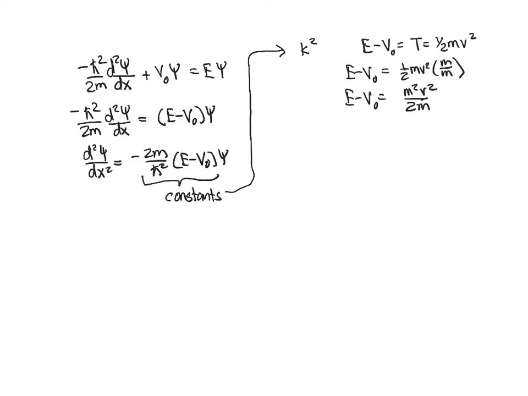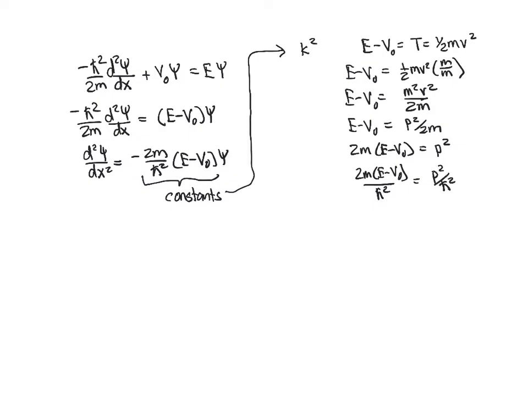But m times v is the momentum, and so E minus V naught, my kinetic energy, is equal to momentum squared divided by 2m. So that means that 2m times E minus V naught is equal to the momentum squared. So that group of constants is 2m(E minus V naught) over h bar squared. And so that's equal to p squared over h bar squared.